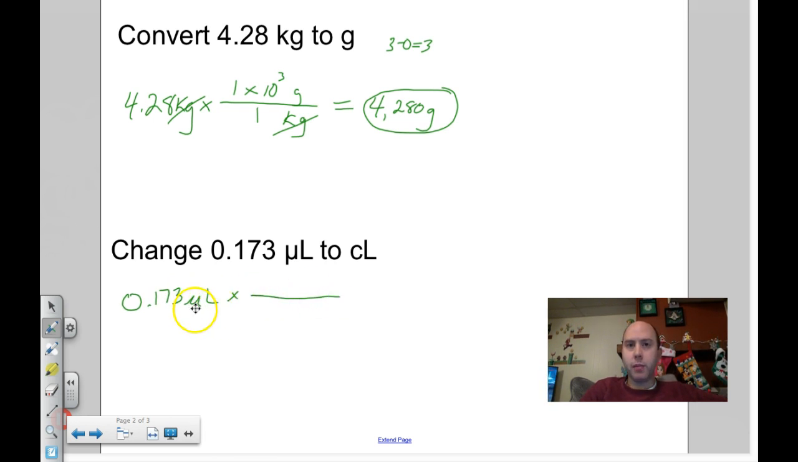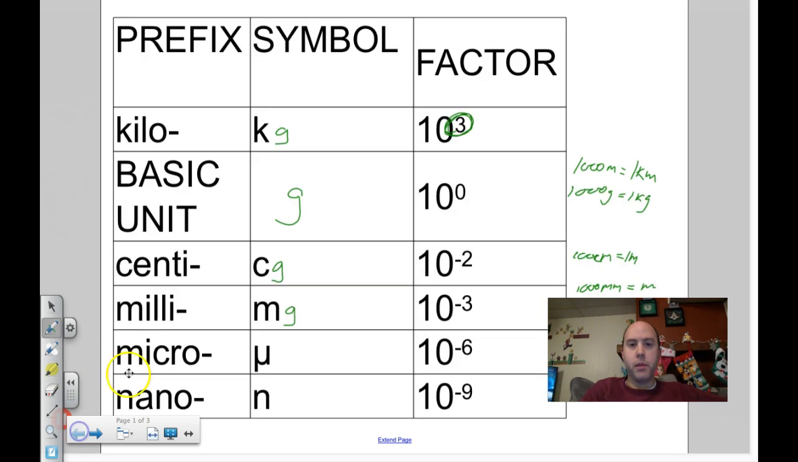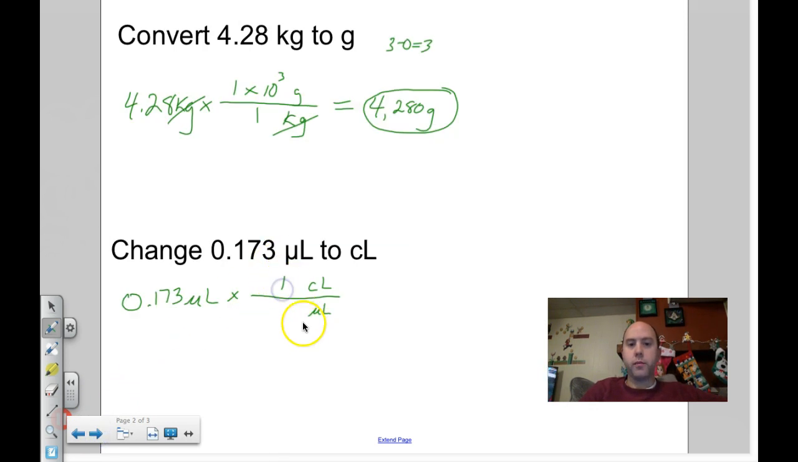Microliters right now are on top, so to get rid of them, I have to put them on the bottom. Centiliters are what I'm looking for, so I'll put those on top for this one. Now, which one of these prefixes is higher on the list? Centa or micro? Good, it's centa. Centa is higher on the list than micro. So centa will be the 1.